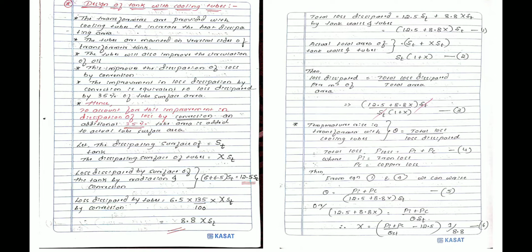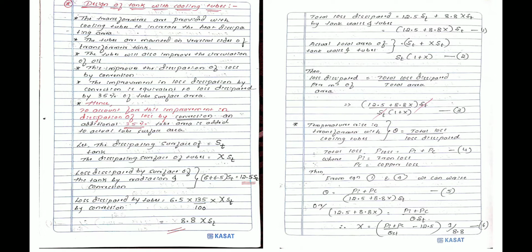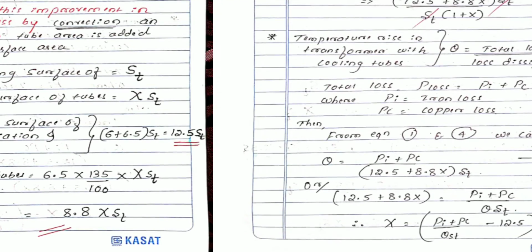I had taken that here. So from this equation I will write it here. See here, the total loss is nothing but Pi plus Pc. Theta is equal to Pi plus Pc divided by loss dissipated by tank walls and the tubes. It is equation 1. Just observe it. So that only I am substituting here. Getting my point? So after substituting, what will you get here?